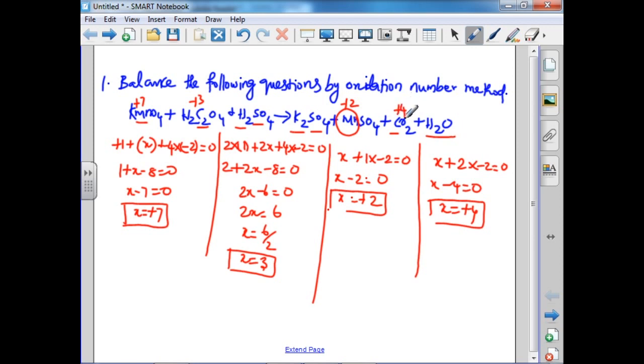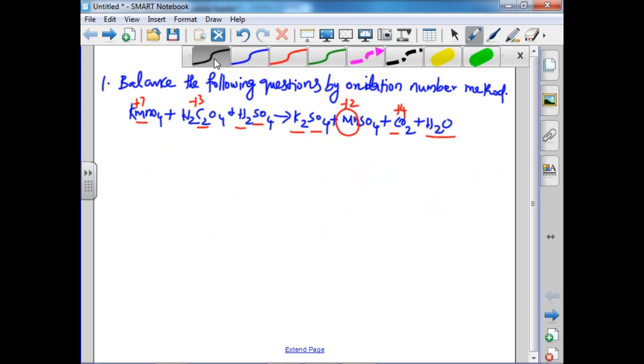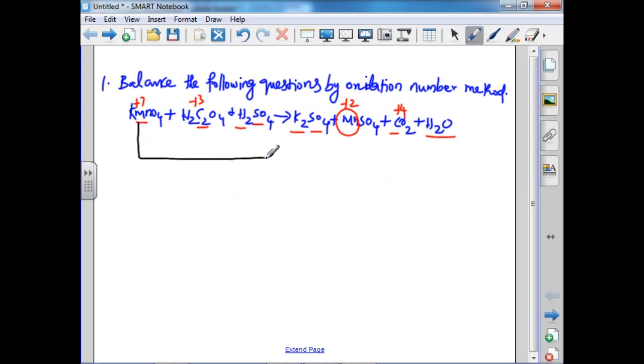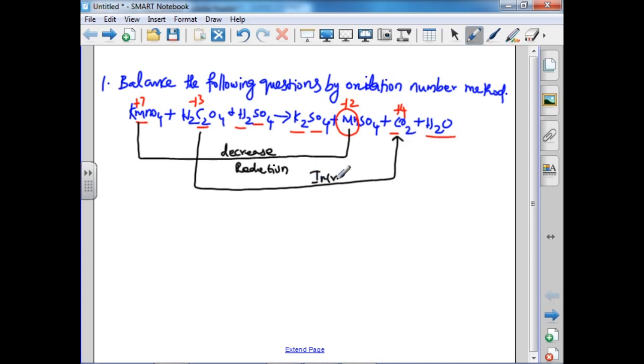So what is the second step? The number of electrons lost and the number of electrons gained. +7 to +2: decrease. Decrease means reduction. +3 to +4: increase. Increase means oxidation.